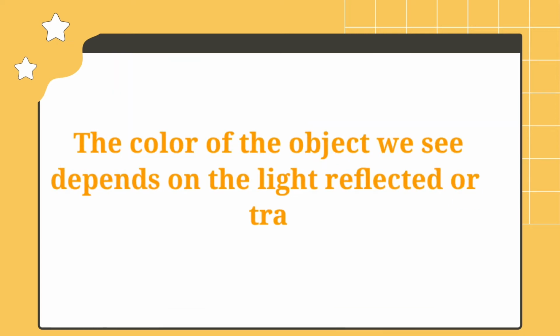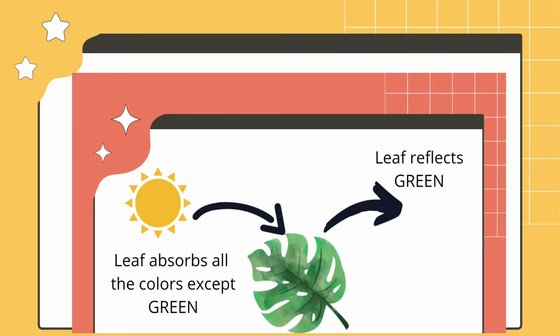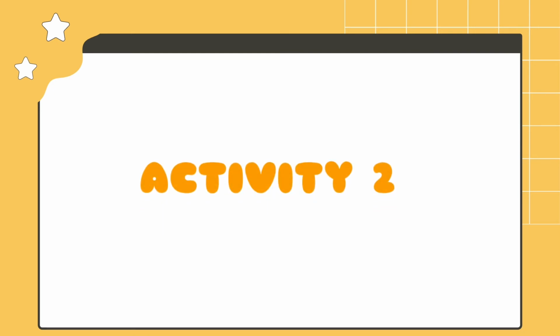The color of the object we see depends on the light reflected or transmitted that reaches our eyes. For example, a green leaf appears green because when light from the sun shines upon it, the leaf absorbs all the frequencies of the visible light spectrum except for green. Thus, a green leaf will be seen. Let me test your understanding by doing this activity.